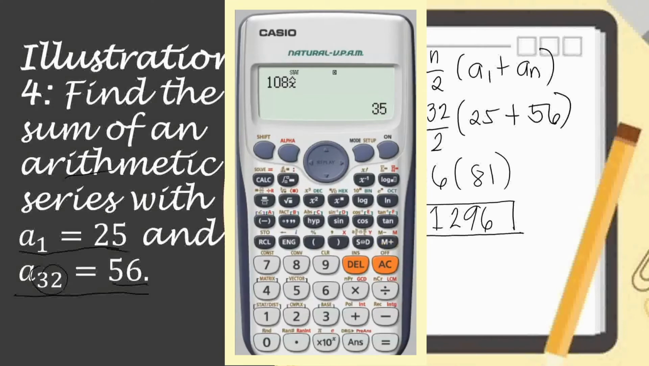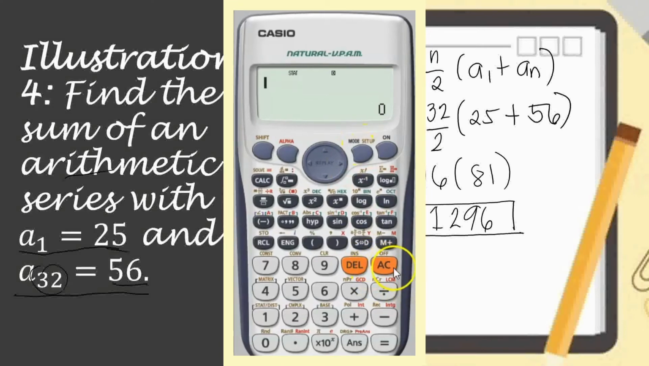So, ganun lang ulit. So, mode 3-2. So, AC muna natin. Mode 3-2. Ilagay lang natin yung mga values na given. So, for a sub 1, so, first term. And then, a sub 32, 32nd term. And then, yung corresponding values nila. So, yung first term daw is 25. Equal. And then, 56. And then, AC lang natin.